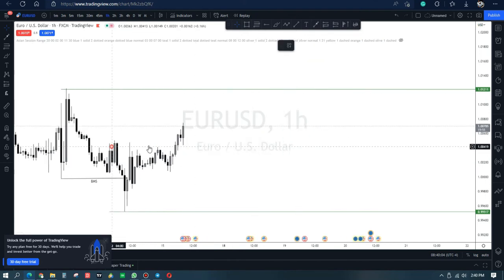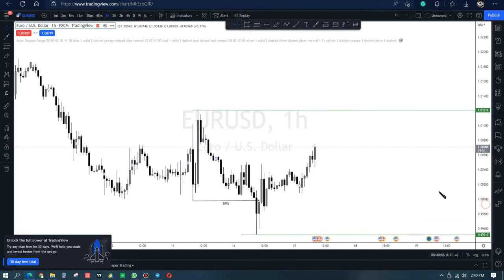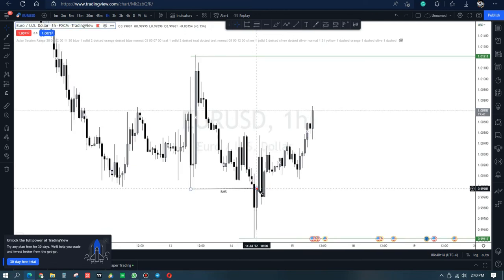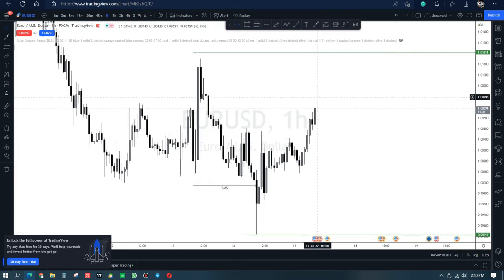Okay, this is a break of market structure. As price was coming from the high, it came and took out the structure, giving us a bias that the market wants to continue bearish. Okay, so this is what we're going to look at.